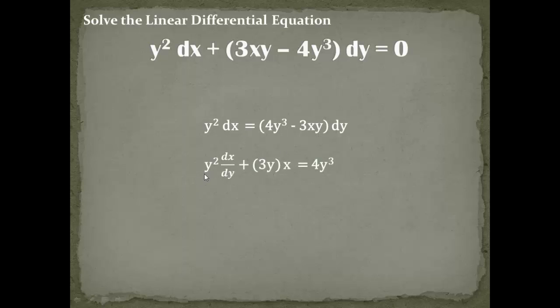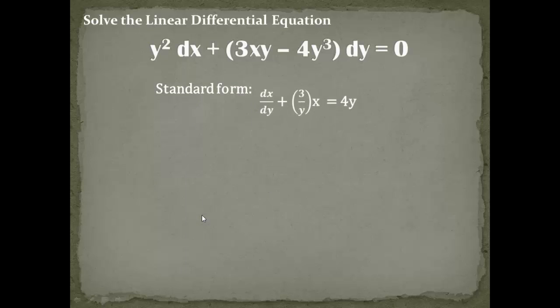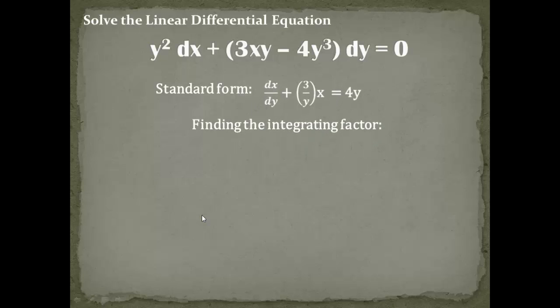Now we have y squared dx over dy plus 3y times x is equal to 4y cubed. And we have now our standard form, which is now dx over dy plus 3 over y x is equal to 4y. Now, we need to find the integrating factor, which we also denote as v.